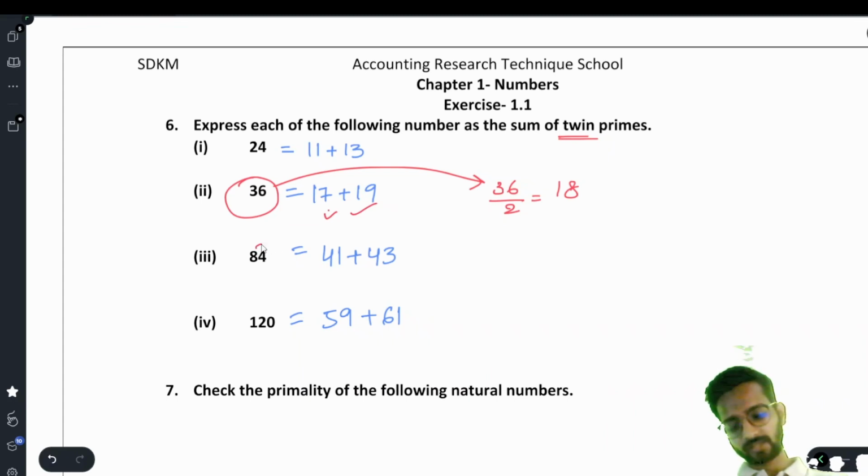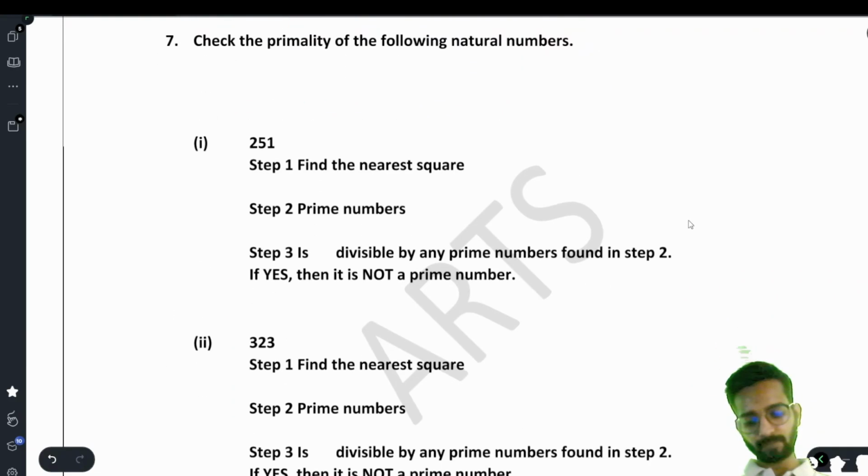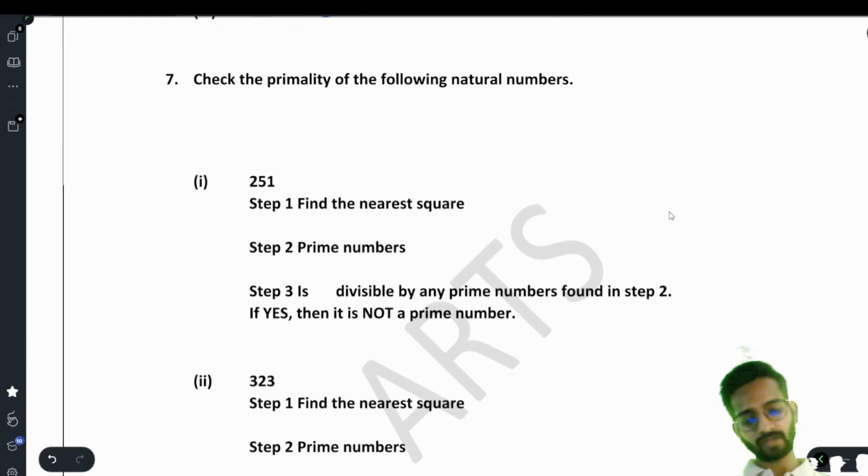Same like in 84 also, half of 84 will become 42. So the answer will become 41 and 43. Simple enough. Now the next question is, check the primality of the following natural numbers.